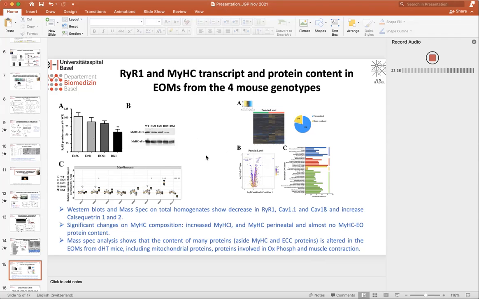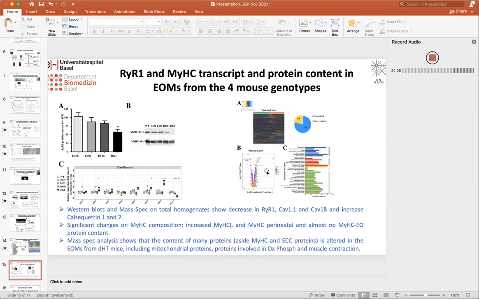Further differences, we also did mass spec analysis of the extraocular muscles from the wild type and the double hetero mice. And you can see that there was approximately 1,000 proteins which were expressed differently within these two genotypes. And this tells you that downstream of the ryanodine receptor calcium signaling, there are many genes which are controlled by proper calcium signaling. And if the proper calcium signaling doesn't happen, you have misexpression of many genes.